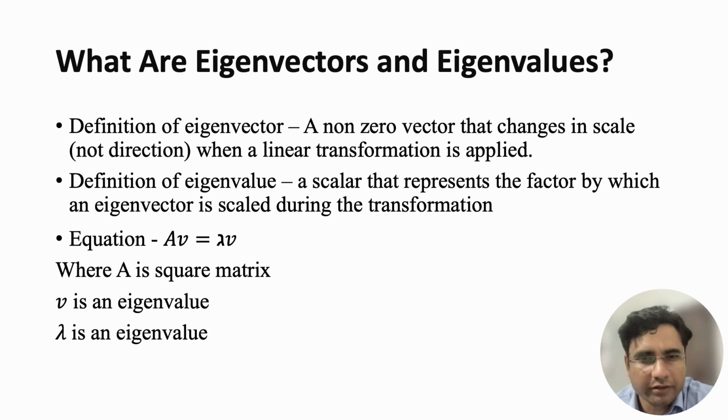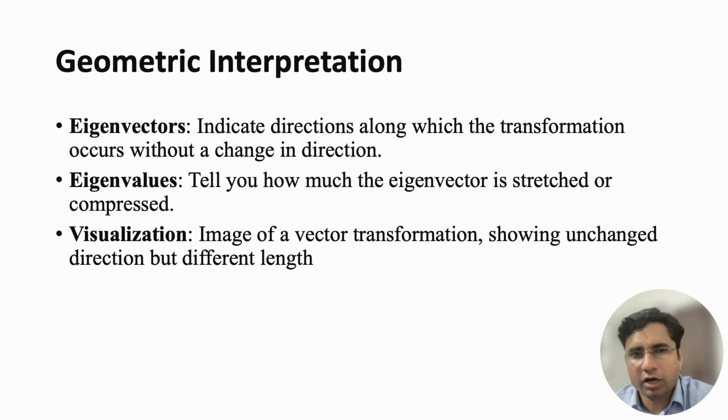So what are eigenvectors and eigenvalues? They come from the study of matrices. An eigenvector is a vector that does not change its direction when a matrix or linear transformation is applied to it, but it may stretch or shrink. The eigenvalue represents how much the eigenvector is stretched or shrunk. The core equation is AV = λV, where A is the matrix, V is the eigenvector, and λ is the eigenvalue. So how are we going to geometrically interpret these two, eigenvectors and eigenvalues?